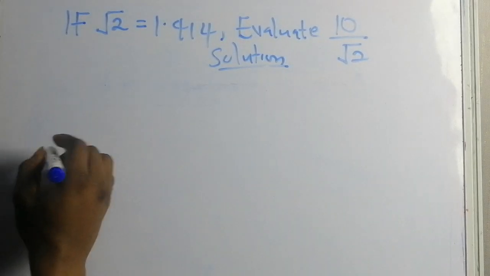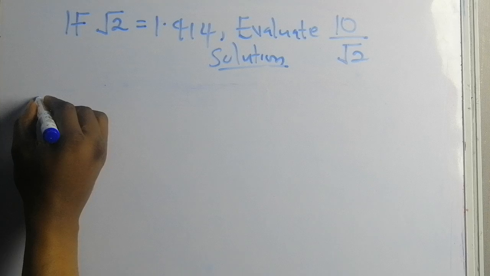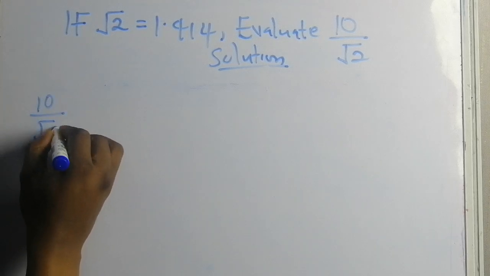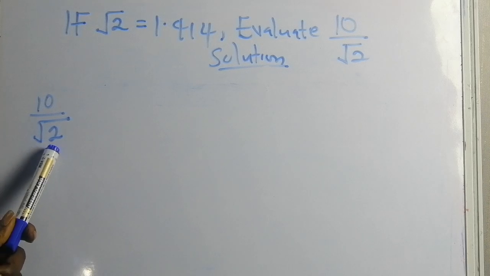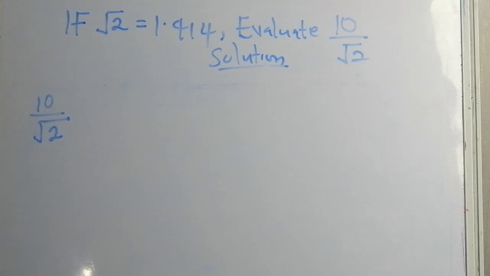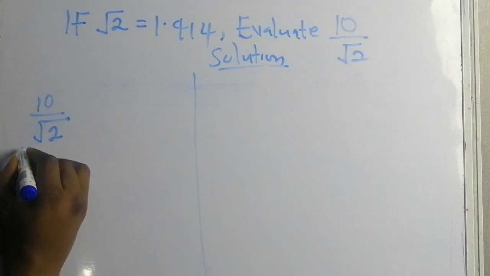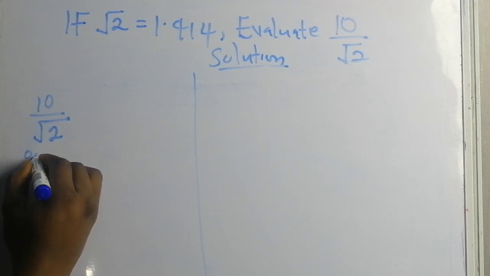Let's assume we have 10 over root 2. I've told you, this was shared under surds. When you have square roots at the denominator, you need to rationalize first. So what do we do here? We rationalize.